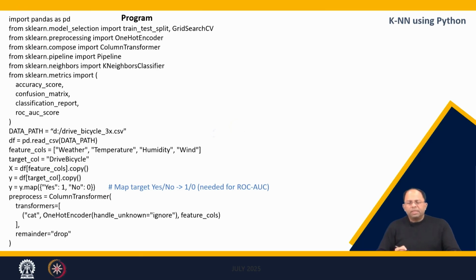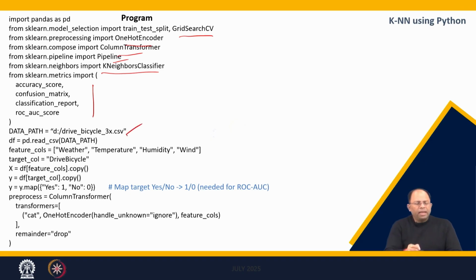So here you can see the Python program. First we will import pandas as pd, and then we will import sklearn. We are importing different modules from sklearn: from model selection, import train_test_split, GridSearchCV, and then we are importing the OneHotEncoder, the ColumnTransformer, Pipeline, the KNeighborsClassifier, and then of course these are the metrics that we are going to incorporate as well: accuracy score, confusion matrix, classification report, and ROC AUC score.